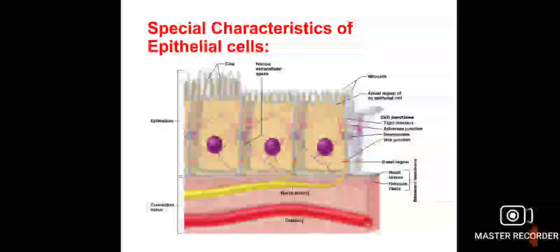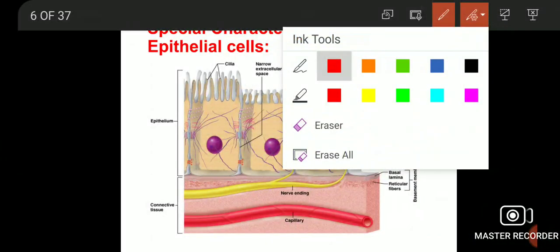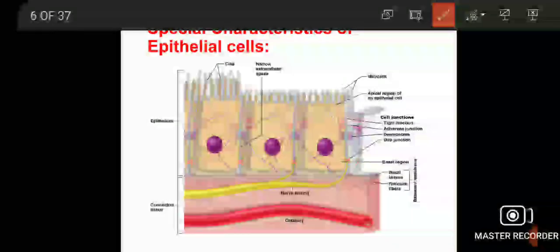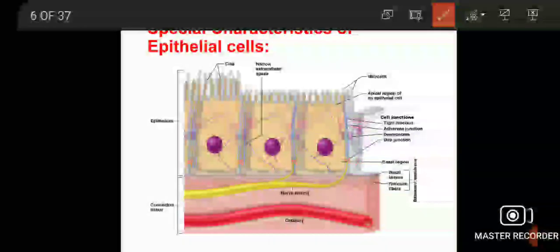Now, all these features are shown in this diagram. You can appreciate in this diagram that these are the different cells. These are the lateral poles, where you can see the cell junctions are present. For example, on the lateral domains, different cell junctions are present: tight junctions, adhering junctions, and gap junctions, through which the cells are closely opposed to each other.